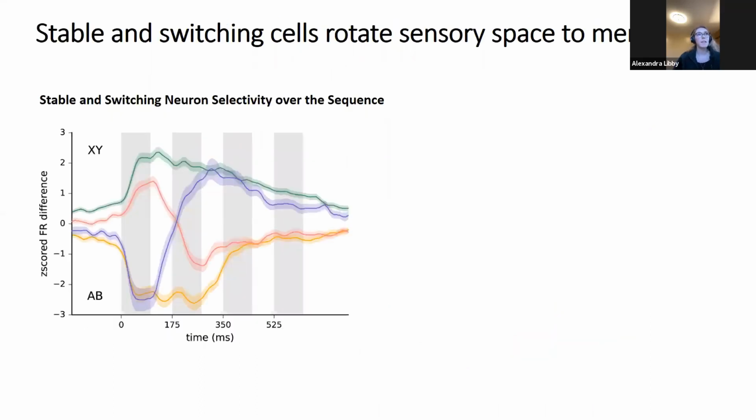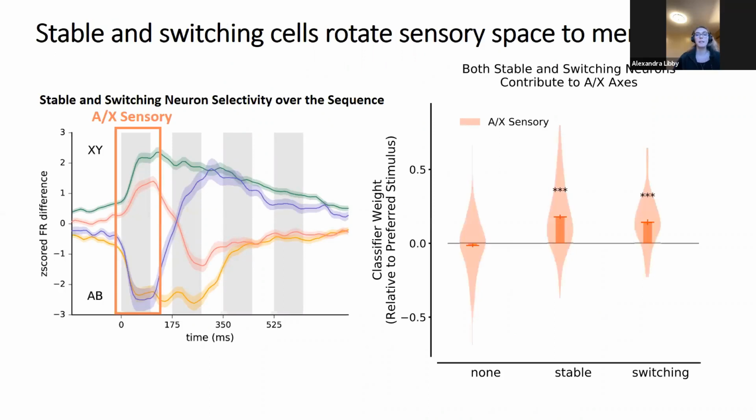So I wanted to first check that these neurons significantly contribute to the axes. So I looked at the AX sensory axis and I asked basically if stable and switching neurons were significantly selective during the sensory period. And in this graph, the none neurons are just neurons that aren't selective to A or X. And it's not surprising that not all neurons in auditory cortex care about all sounds, right? So we just wanted to focus on neurons that are selective to A and X.